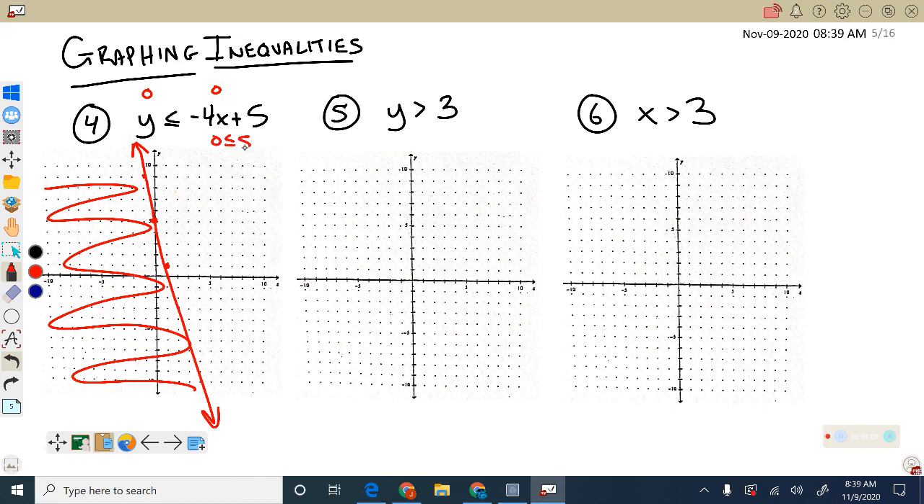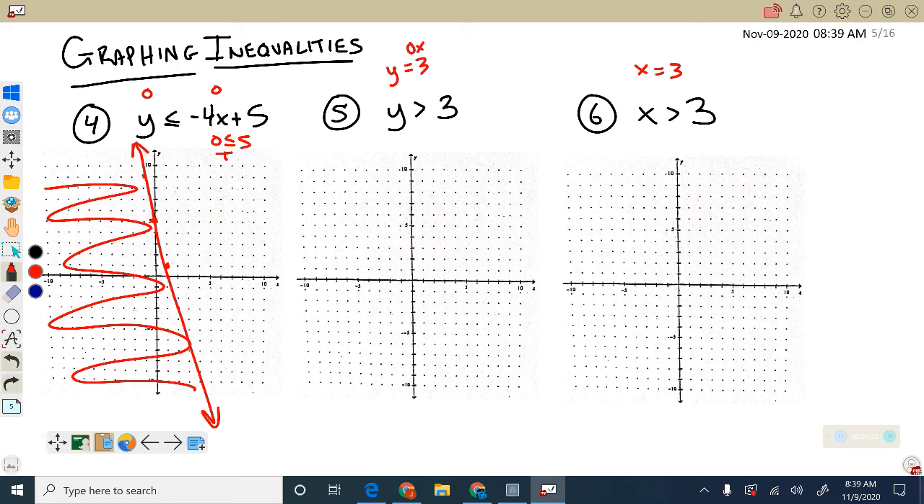0 is less than or equal to 5. Yes, that's a true statement, so I'm shading where the origin is. 5 and 6 are a little bit more fun, but remember, just consider it like it was an equal to sign. Y is equal to 3, or x is equal to 3. Y is equal to 3 means you have no x's, so you have a slope of 0. So you're going to be going straight across.